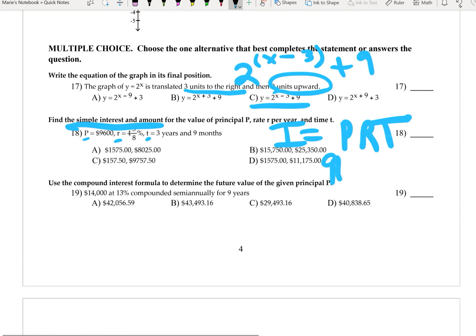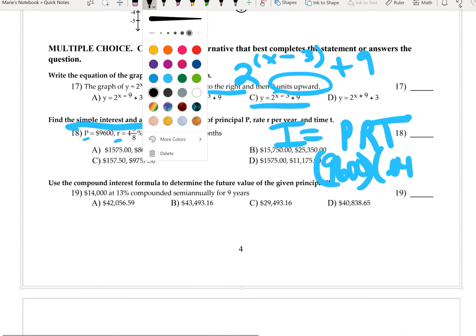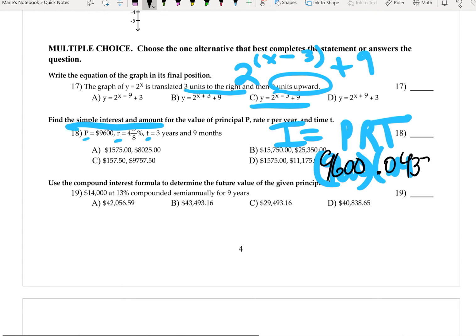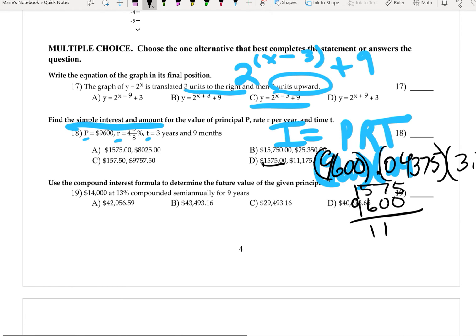So this becomes 9600 times 0.04375 times 3.75. When you multiply this in your calculator, you're going to end up with 1575. That's the interest earned. Then add 9600 to that, you get 11175, which is answer choice D.